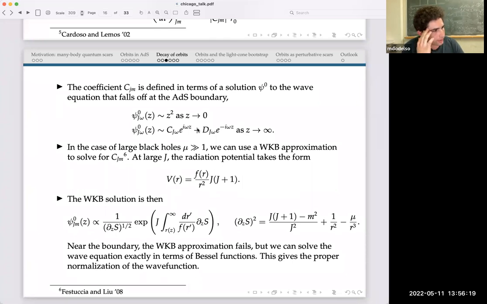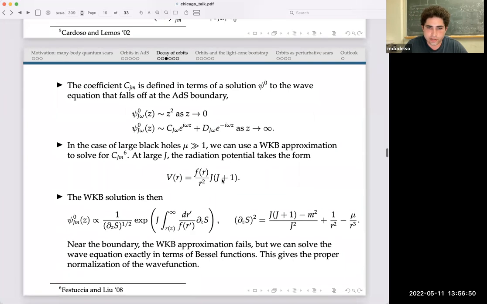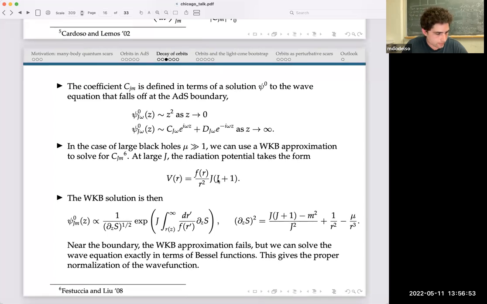So let's work with large black holes. In this case, it's nice because we can actually use a WKB approximation to solve for these C_j omegas. In this paper by Cardoso and Lemos, they solved the equation numerically, and we want to see how to do this analytically. So at large j, the radiation potential takes this form, and we see that it looks like a good WKB limit. So here's the WKB solution, where this S is defined as follows.